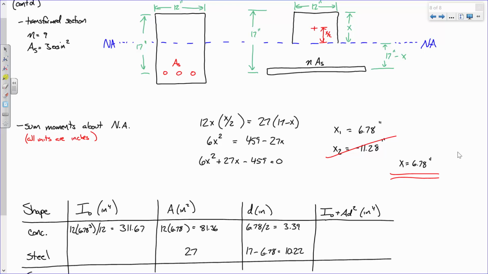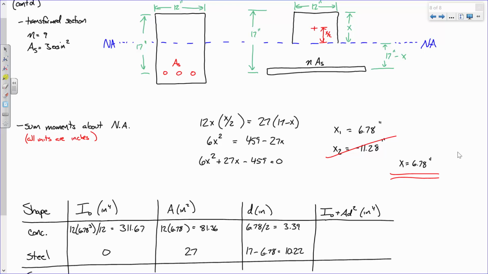Everybody good? Okay. Now, the moment of inertia of steel. Well, in order to compute the moment of inertia of the steel, you would need dimensions for that box, right? You would need to know how wide it is and how tall it is. But here's the thing. I'm drawing it as a box just because it's convenient. It's not really a box. It's just a lumped area value at that location. It doesn't really have any dimensions.